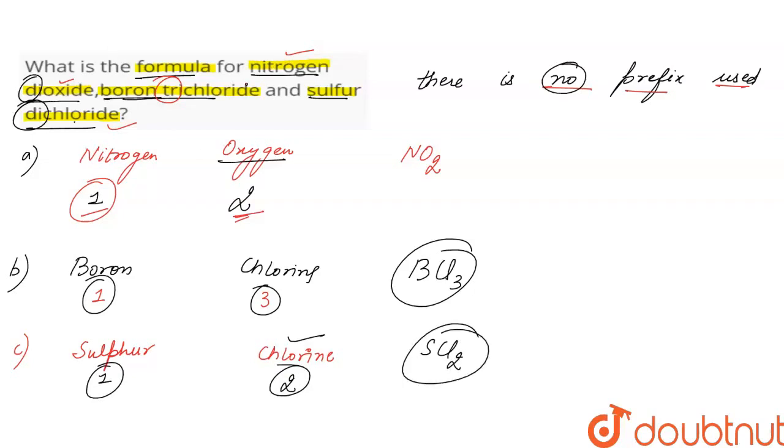And the formulas for the given compounds are NO2, BCl3 and SCl2. Hope you understood. Thank you.